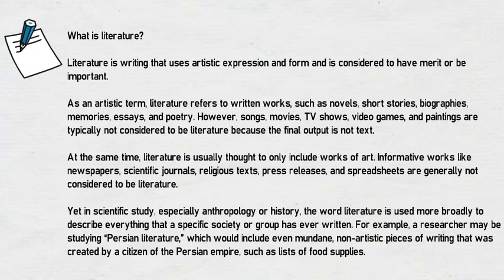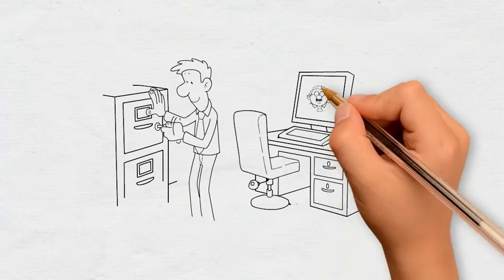This is interesting. Yet, in scientific study, especially anthropology or history, the word literature is used more broadly to describe everything that a specific society or group has ever written. For example, researchers may be studying Persian literature, which would include even mundane, non-artistic pieces of writing that were created by a citizen of the Persian Empire, such as lists of food supplies. It's going to be interesting to discuss, isn't it?